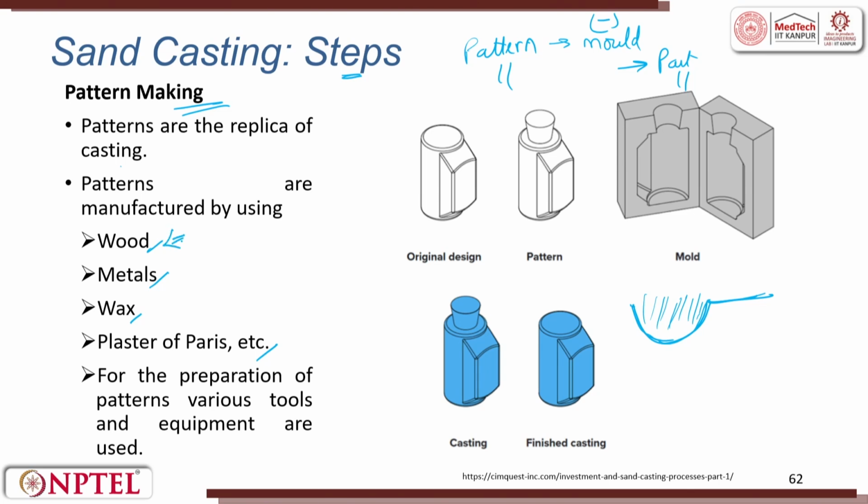Wood has only one issue. The issue is it can absorb water. So, it can get swollen up. So, if it is swollen up, then the wood pattern will make the mold larger in size, and wood has its own wear and tear attached to it. So, we replaced it with metal.